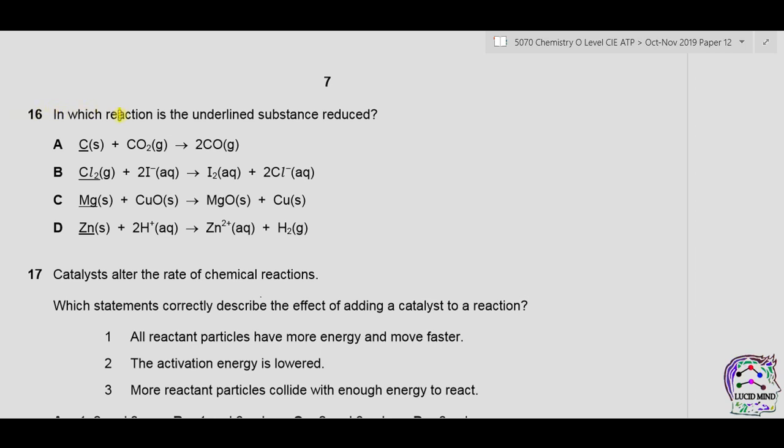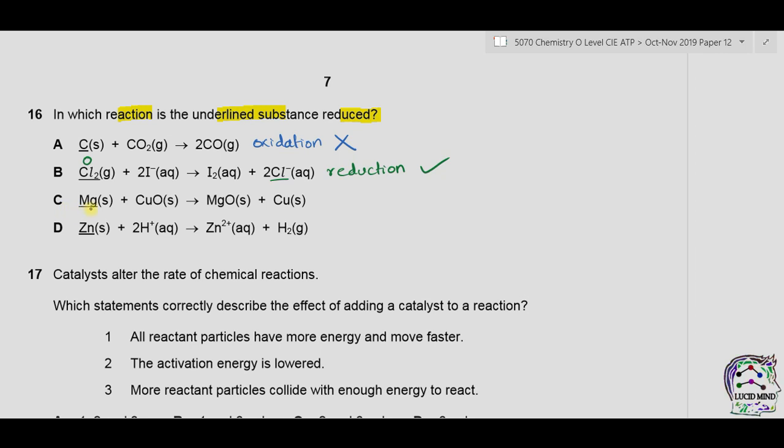Question 16. In which reaction is the underlined substance reduced? A. We have carbon which is underlined and it forms carbon monoxide. As we can see that oxygen is gained by carbon, so this is not reduction, this is oxidation. So A is incorrect. In B, chlorine is underlined, and we can see that the oxidation state of chlorine is 0 as it is in molecular form, so it converts from 0 to -1. As this is a decrease in oxidation state, therefore it is reduction. And in reduction, chlorine gains electron to form chloride ion.